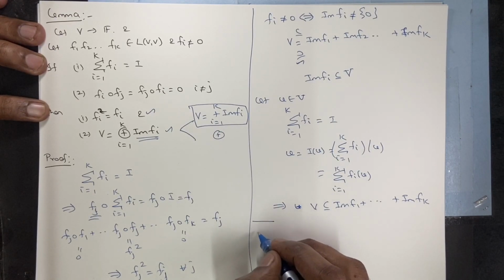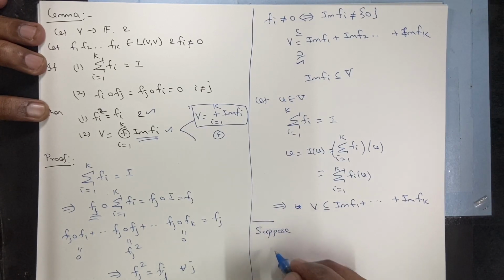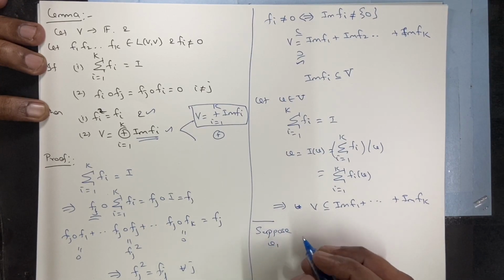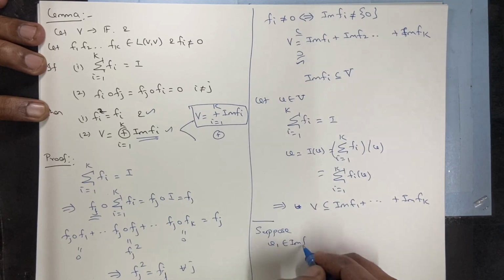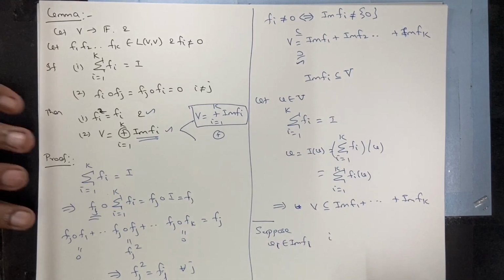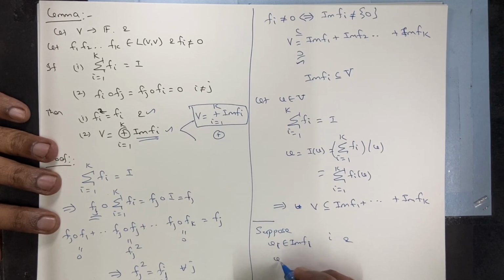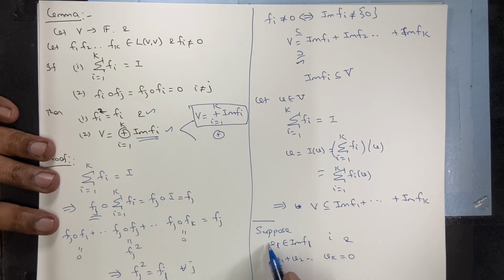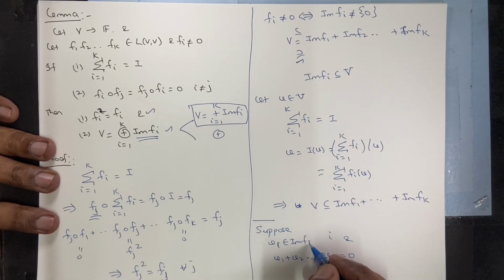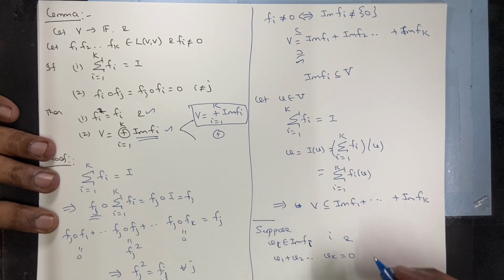So let's suppose Vi belongs to image of Fi, for any i, and V1 plus V2 plus etc. up to Vk is 0. So we are taking an element from all these subspaces of V, the images of Fi's. Let Vi be the element we are considering from image of Fi, and we also assume that they add up to 0. And the claim is to prove that all these Vi's are zeros. That hence proves that it's a direct sum.